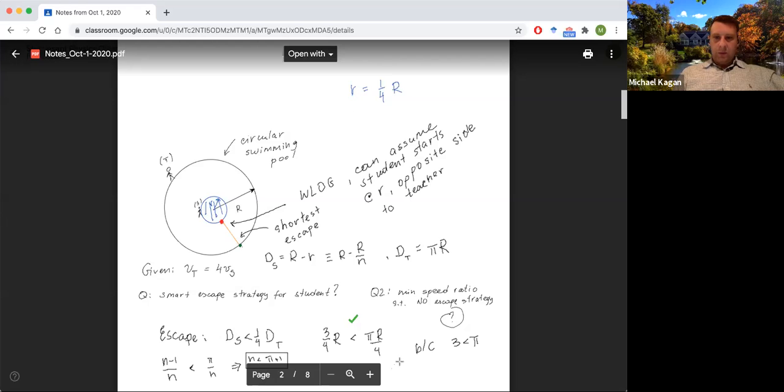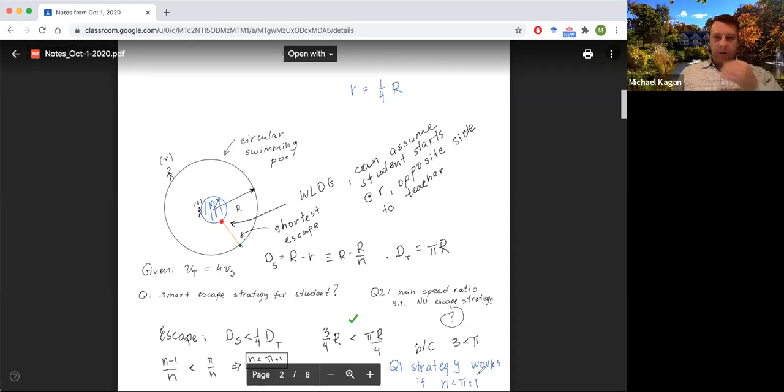So one strategy works if n is less than pi plus 1.